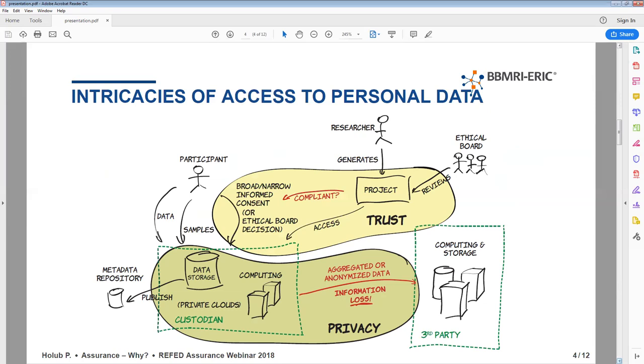That means when somebody tries to access such a repository, first they need to identify themselves. And second, they typically need to have a kind of project. Typically in medical research, it's a project that is approved or reviewed by some ethical review board. As an infrastructure that controls access to such data or material, you can only provide access if the purpose for which the material is going to be processed and the purpose for which it was collected are compatible.